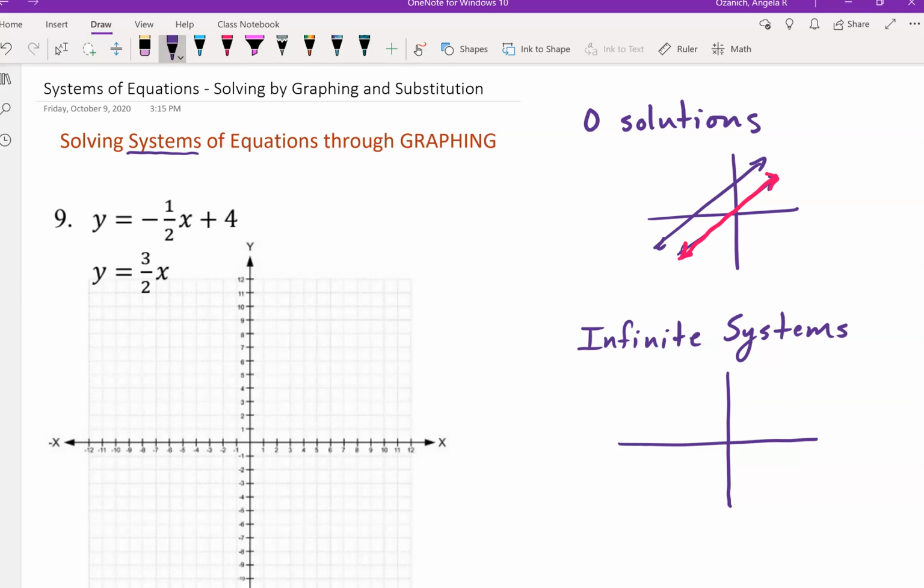An infinite system would be where I have an initial graph, and remember we're graphing these either in standard form or in y equals mx plus b, so slope-intercept form. Those are pretty much the two forms we're using for graphing. And our infinite system occurs if one graph is exactly the same as the other graph. So essentially, it's the same graph. It just maybe looks a little bit different initially. And then we're going to get to the systems where what we're looking for is one solution, perhaps.